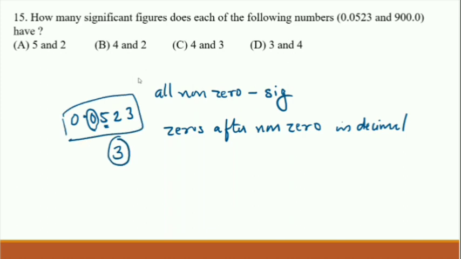Now coming to the second, 900.0. All non-zero digits are significant. Zeros after a non-zero digit in a decimal are also significant. So 1, 2, 3, three zeros are there. So the total significant figures are 4: 9, 0, 0, 0. So 4 is the answer. So 3 and 4. D option is the right answer.